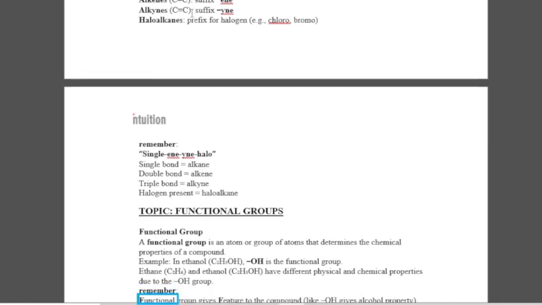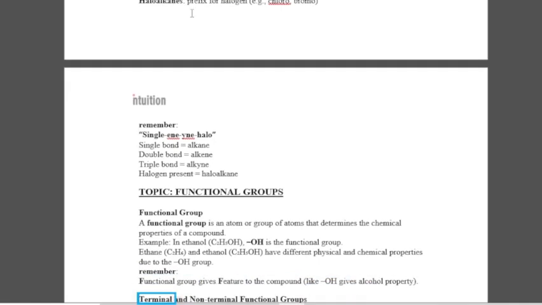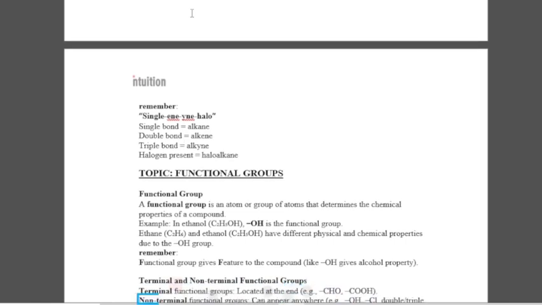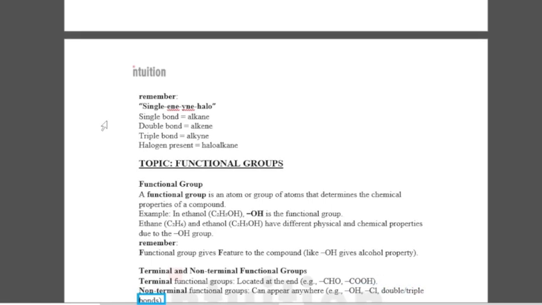Remember, a functional group gives a feature to the compound, like OH gives the alcohol property. Terminal and non-terminal functional groups. Terminal functional groups are located at the end, e.g., CHO, COOH. Non-terminal functional groups can appear anywhere, e.g., OH, Cl, double and triple bonds.